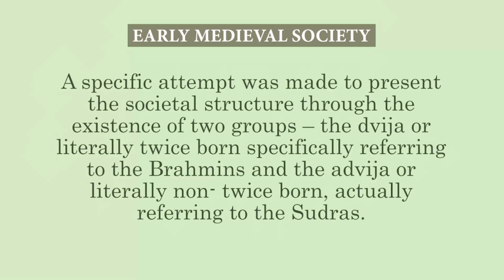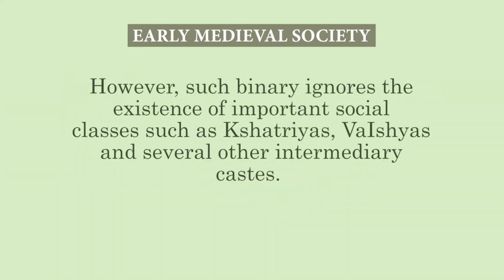A specific attempt has been made to divide the society into 2 classes. One, the Dvijas, literally the twice-born ones, and the second class, the Advijas, literally the non-twice-born ones. The Dvijas usually refer to the Brahmins and the Advijas usually refer to the Shudras. However, in this context, one can raise the question: what is happening to the other castes, that is to say the Vaishyas, the Kshatriyas, or several other intermediary castes?